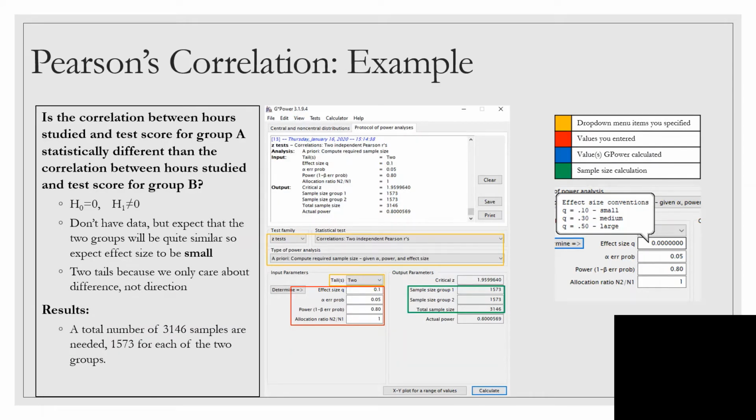Taking a look at the question, is the correlation between studying and test score for group A statistically different than the correlation between studying and test score for group B? Presuppose we don't have data, with the null being there is no difference in correlation, where for the alternate there is a difference. We're going to guess that the effect size is small. So for this test, if we once again hover over our effect size q, we see that small equals 0.1 for this test. Now we're going to use two tails because we asked if it's different, not if one's greater or less than. And it spits out, since we had equal group sizes, a total sample size of 3,146, half for each of the two groups.